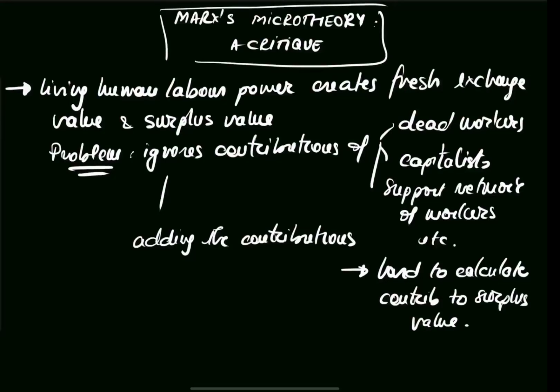So the basic problem is that Marx's focus on living human labor power as a source of fresh exchange value and a source of surplus value ignores many types of work contributions to this surplus value: the dead workers, the capitalists, the support network of the worker. And if one tries to add these contributions, the calculations of how each of them contributes to the creation of surplus value becomes unmanageable.